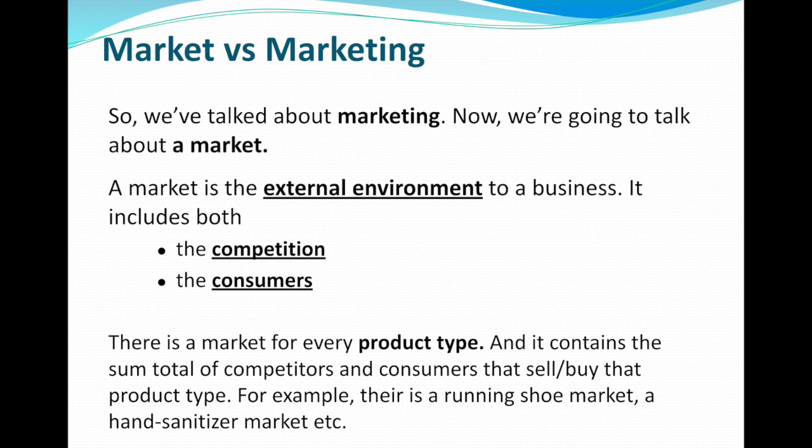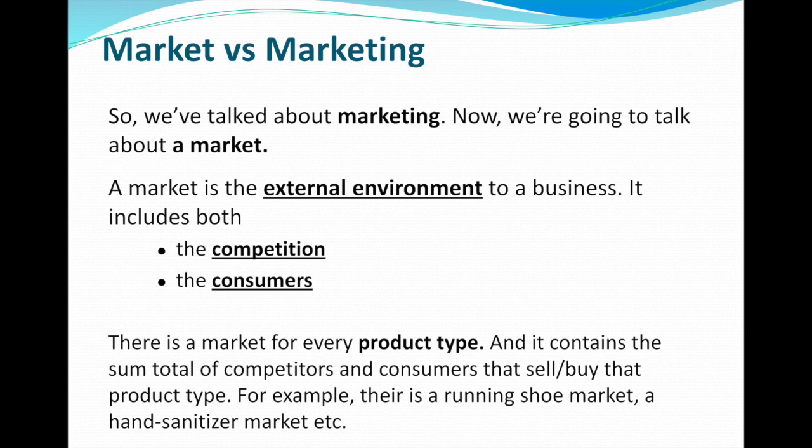So, we're going to talk about the difference between a market and marketing. And we've talked about marketing already, but a market is the external environment to a business. So it's everything outside of the business. And it includes competition and consumers. Now, we've already talked a lot about competition and direct competitors and indirect competitors, but now we're going to take a more focused approach on the consumers, which are the other part of a market.